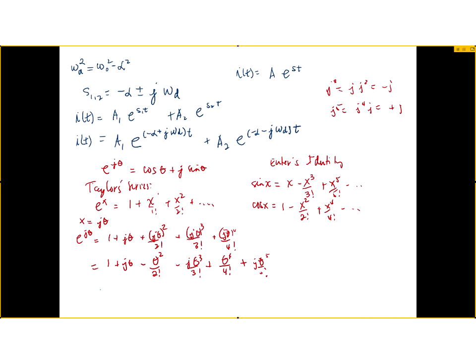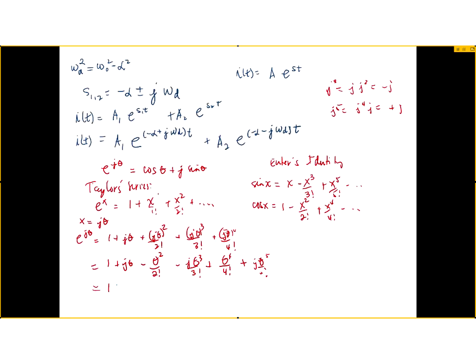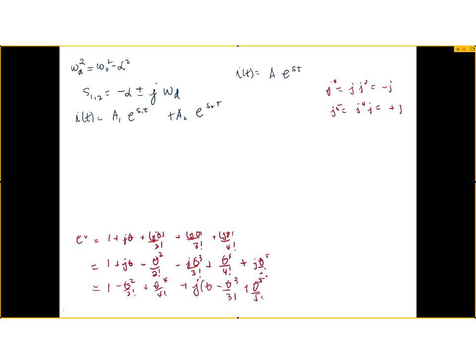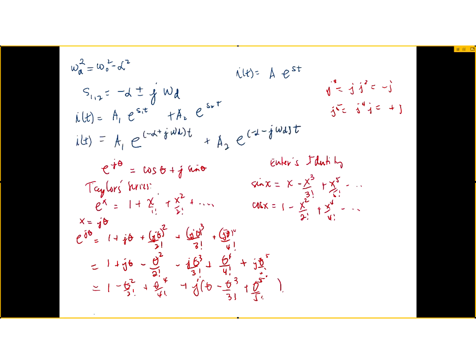If I collect all the ones that are real, I have 1 minus theta squared over 2 factorial plus theta to the 4th over 4 factorial, and so on. And then I factor out the ones with j's. I'm left with theta minus theta cubed over 3 factorial plus theta to the 5th over 5 factorial, and so on. And do you see what this is? All the ones here that are real is the cosine.